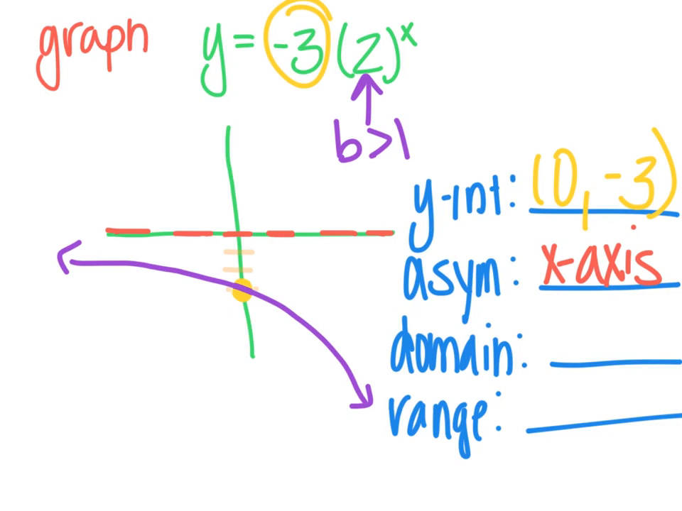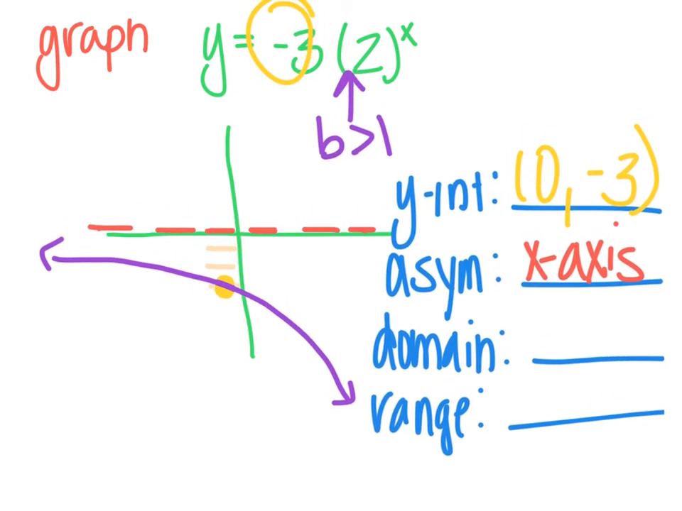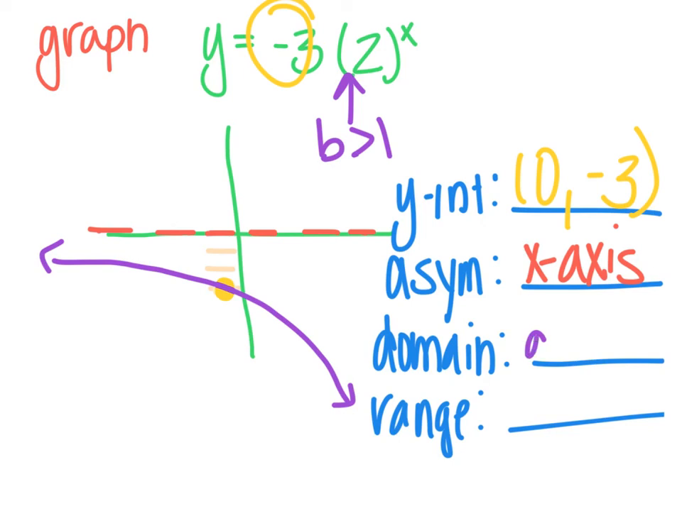I know that my domain is always all real numbers. And because my graph is below the x-axis, then my range is y's that are less than 0.